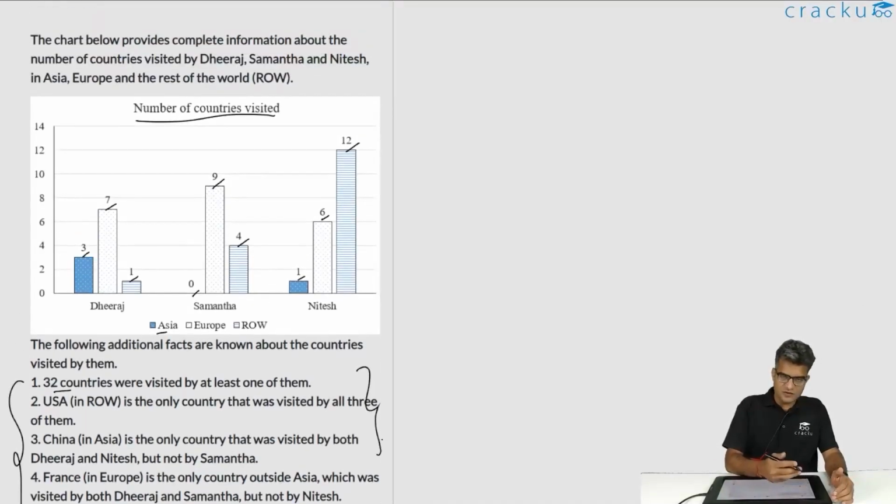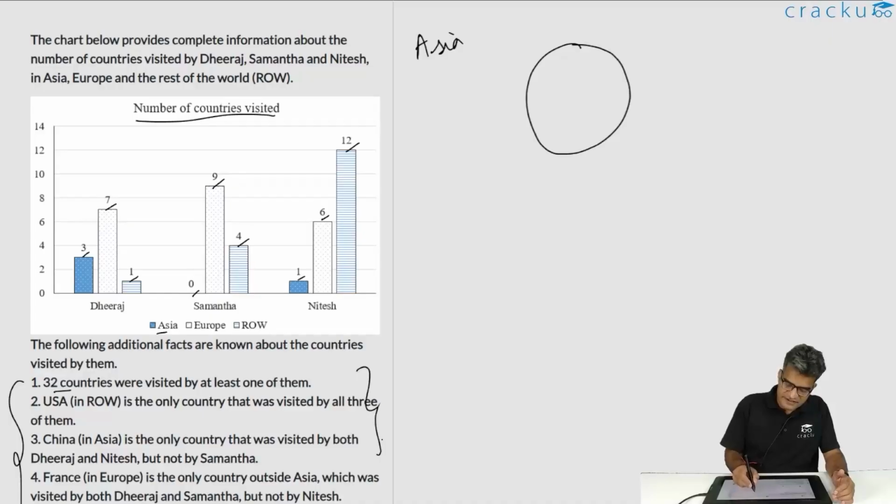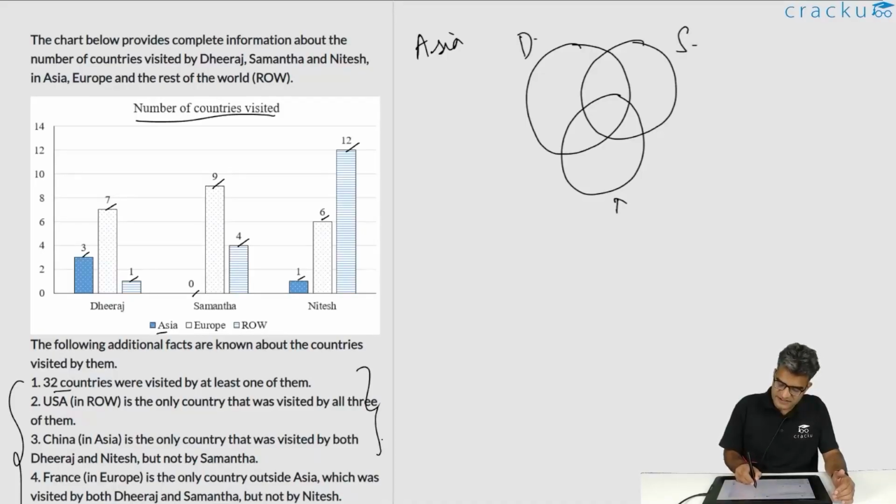The reason I was going through all the clues is because now we try to understand what kind of question this is. Once you go through all the clues, you figure out that this is basically a Venn diagrams question. But it does not have just one Venn diagram, it will have 3 Venn diagrams. What are the 3 Venn diagrams? One is for Asia. We have Dheeraj, Samantha and Nitesh. Let us assume that this is Dheeraj, this is Samantha and this is Nitesh.